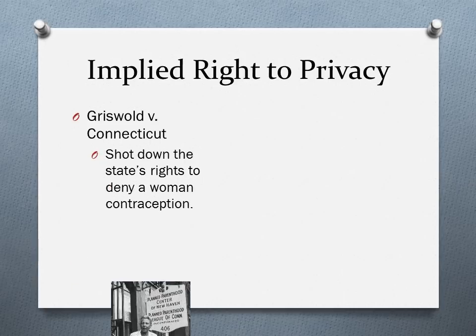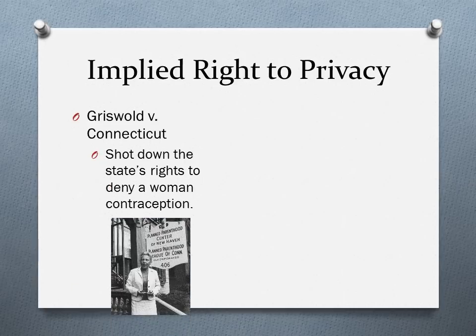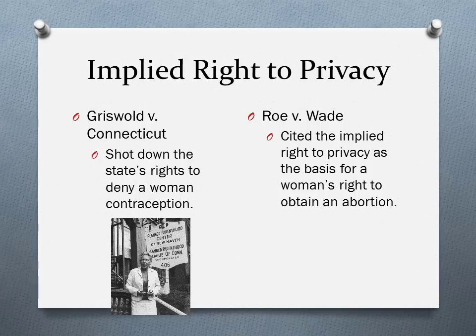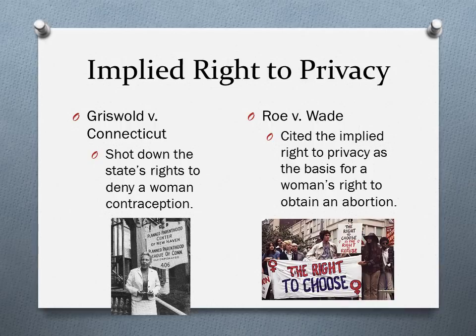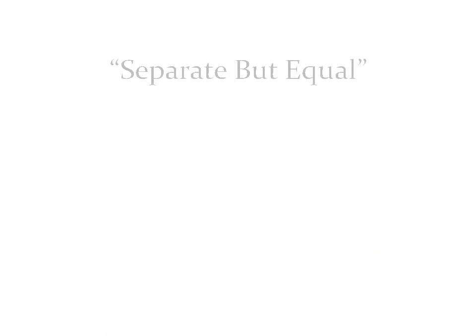There are two U.S. Supreme Court decisions that deal with this implied right to privacy. The first of which was Griswold versus Connecticut, a case in which the Supreme Court shot down the state's ability to deny a woman contraception. In a related case in the following decade, Roe versus Wade cited that the implied right to privacy was the basis for a woman's right to obtain an abortion. Roe versus Wade has remained one of the most contentious and debated Supreme Court decisions in American history.